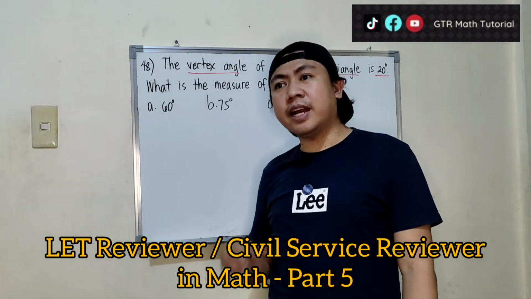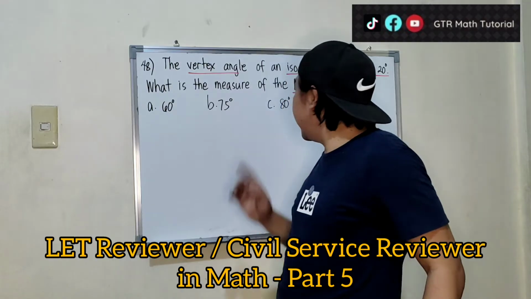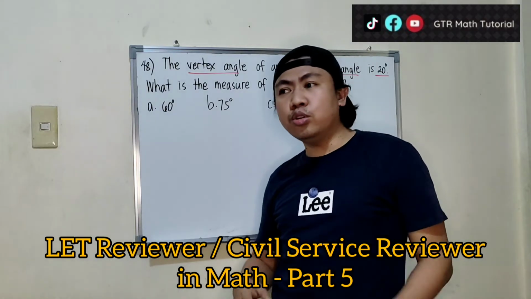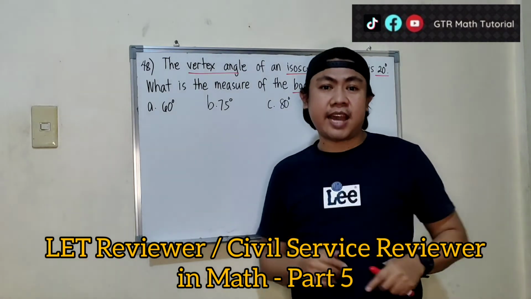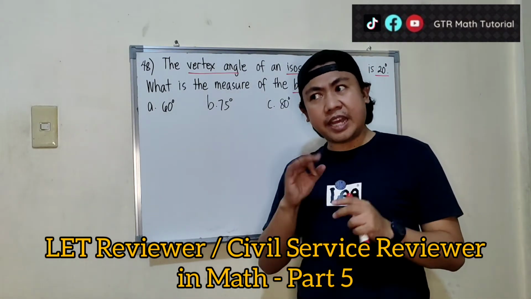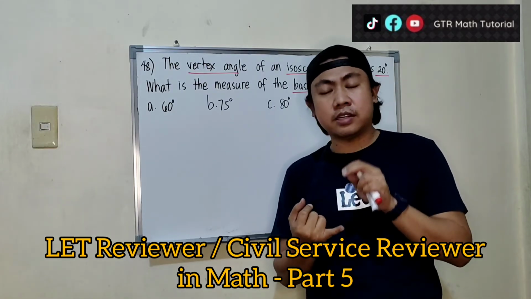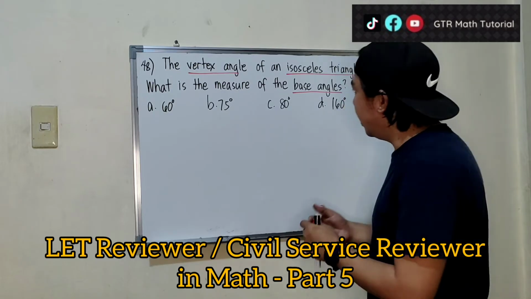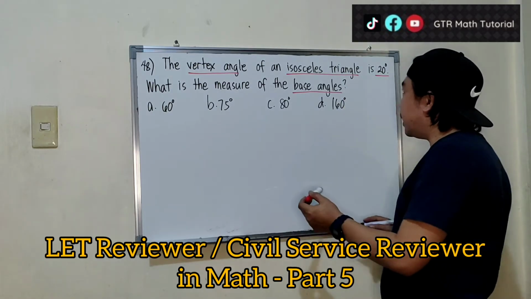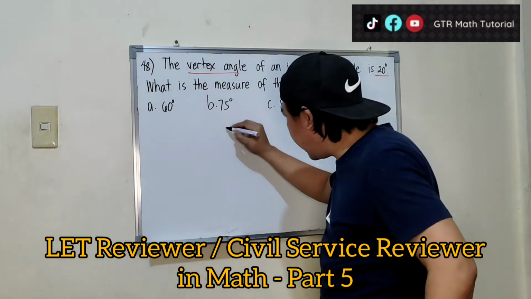Pag sinabi natin isosceles triangle, a triangle is an isosceles if it has two equal sides. Okay? Pag 3 equal sides, ang tawag doon equilateral. Kapag dalawang equal sides, tawag doon isosceles. And kapag walang equal sides, ang tawag doon is escalene. Okay, so draw natin yung isosceles triangle. Ang vertex angle daw niya is 20 degrees.